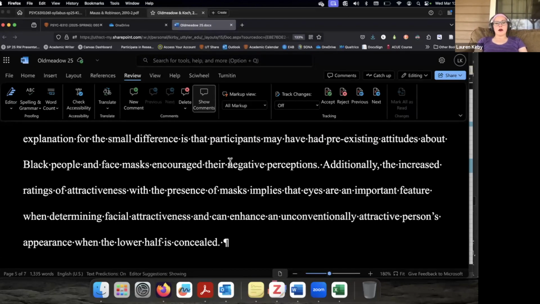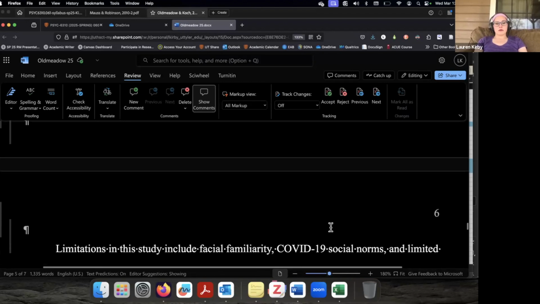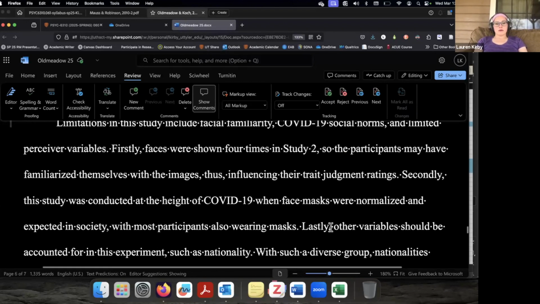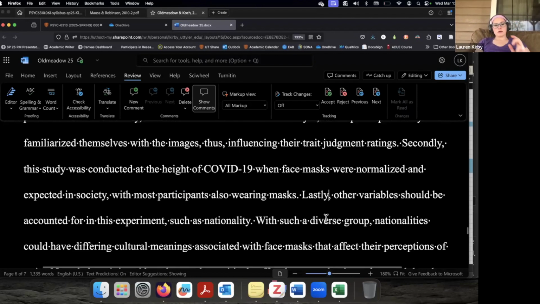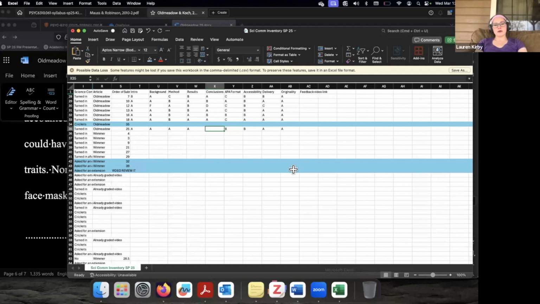I think you mean they did the opposite. What do you mean by perceiver variables? Just a little detail missing here. All right.